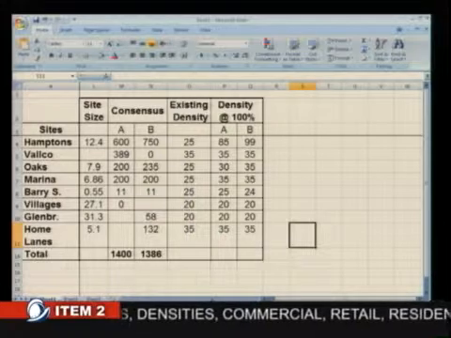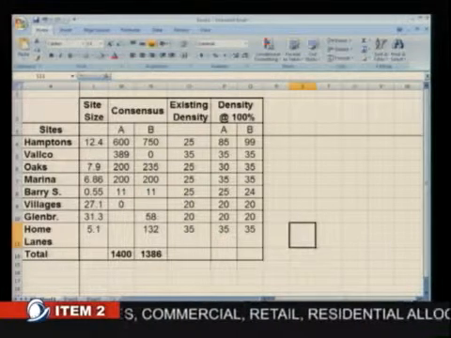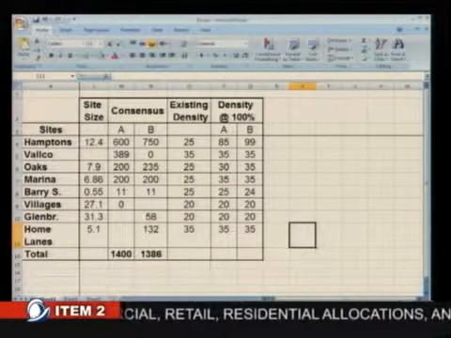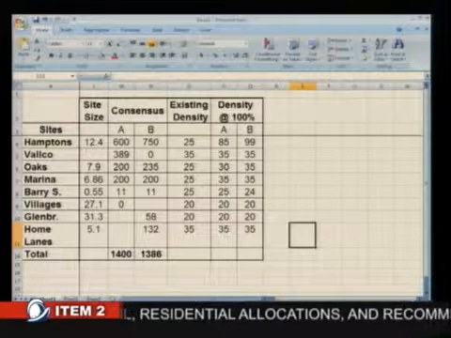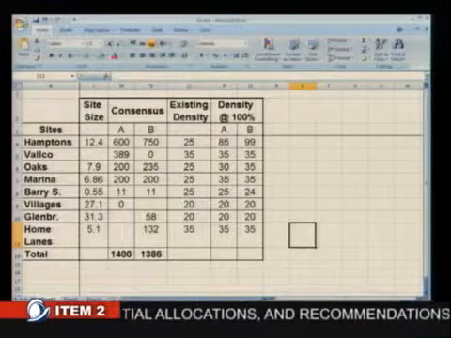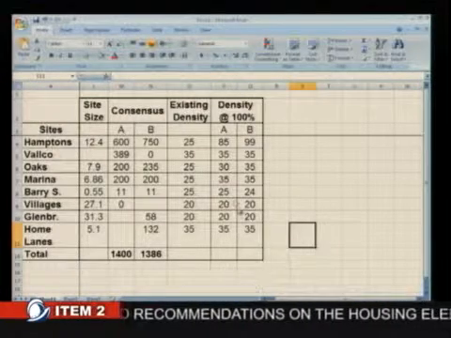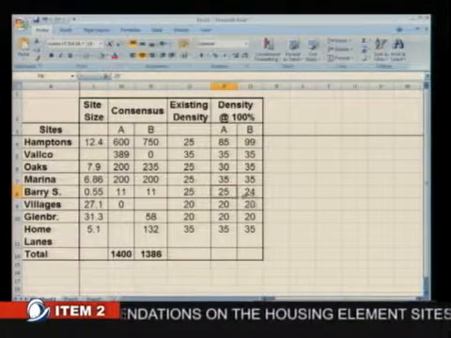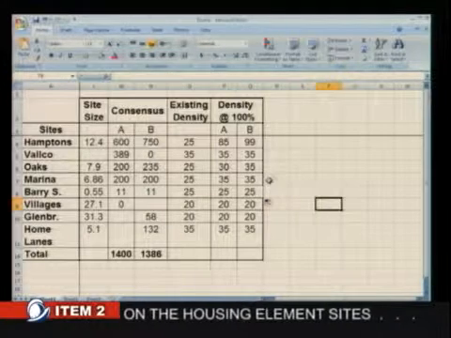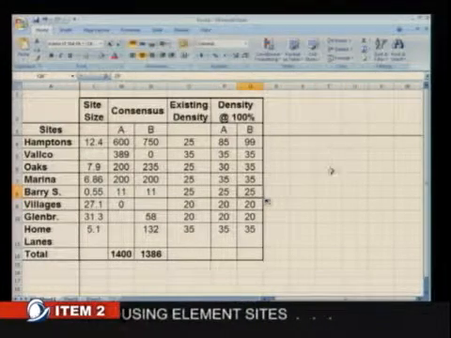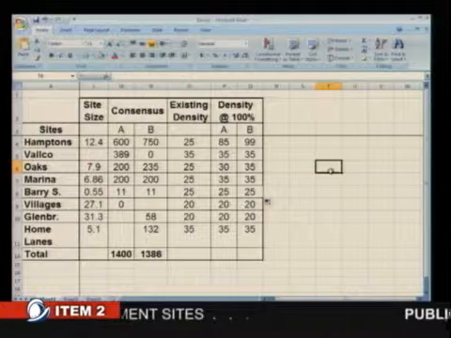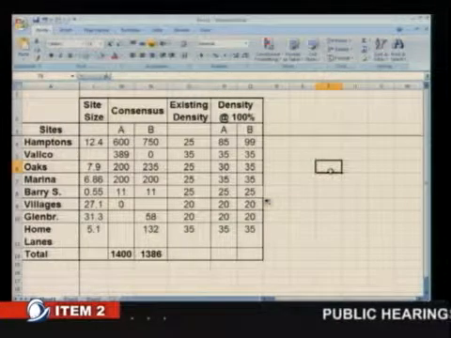Oaks goes from 25 to either 30 or 35, depending on A or B. The Barry Swenson site basically stays at 25. I know we have 24, but it doesn't change, right? The Villages stays at 20, Glenbrook stays at 20, Homestead Lane stays at 20. So the changes you're going to see are in Marina, Oaks, and Hamptons.